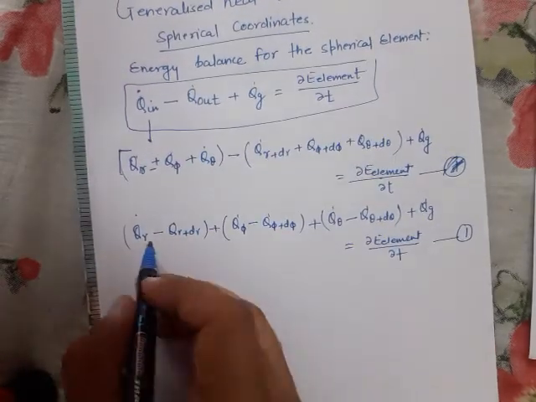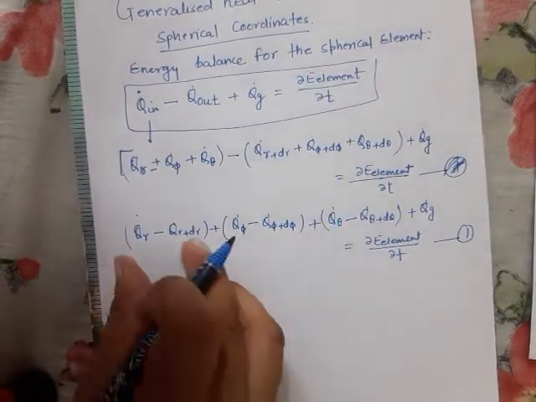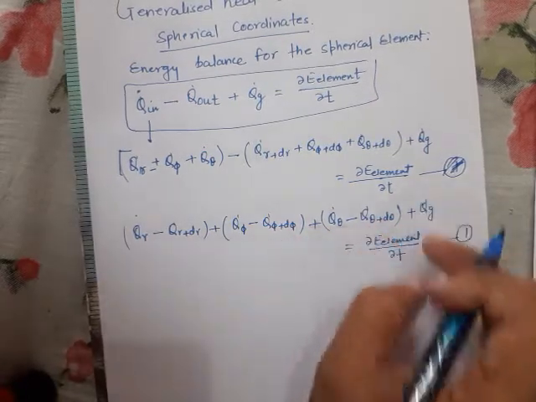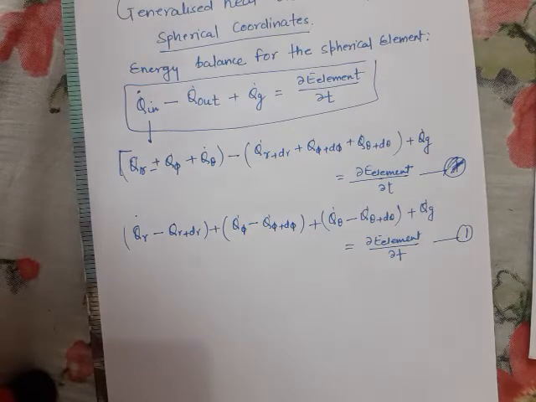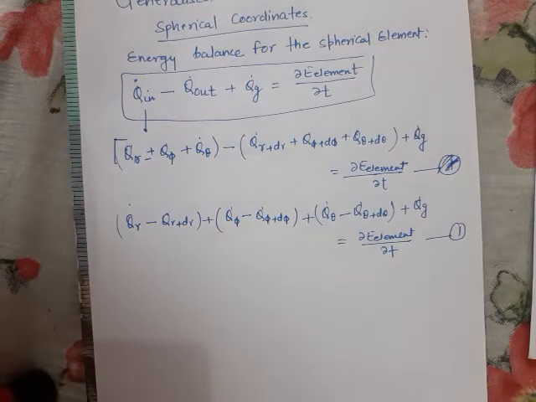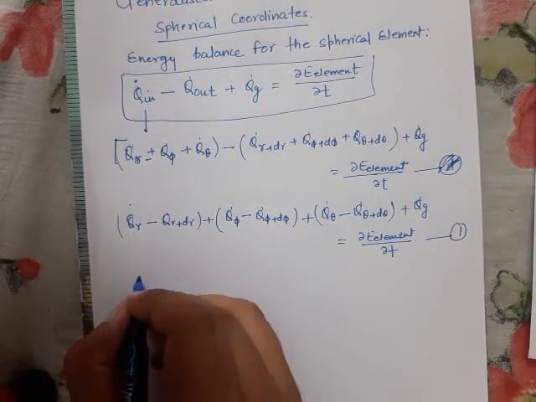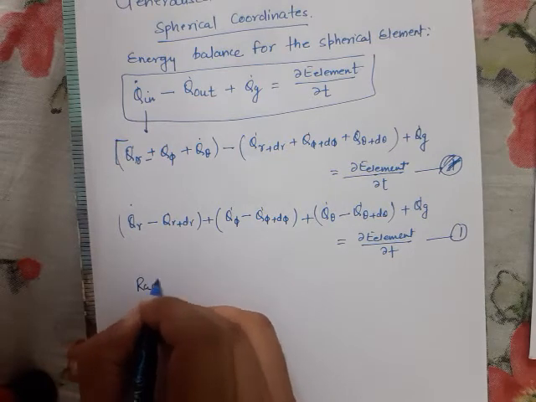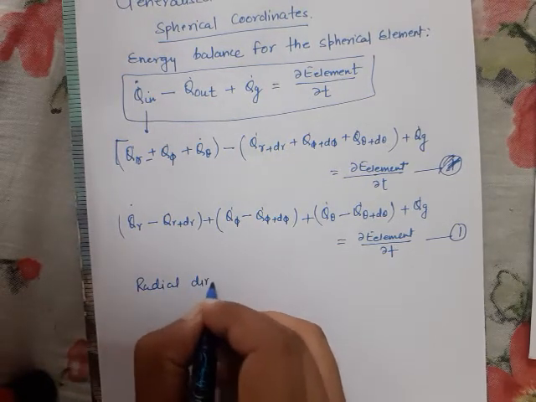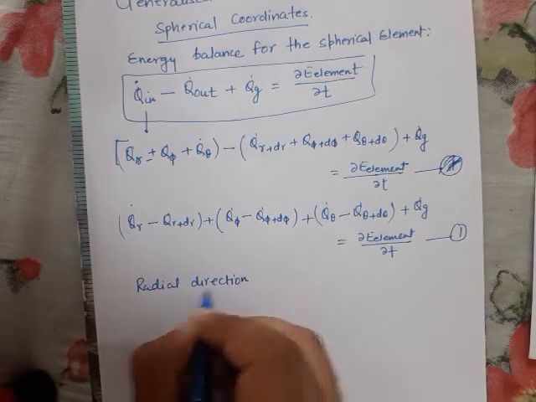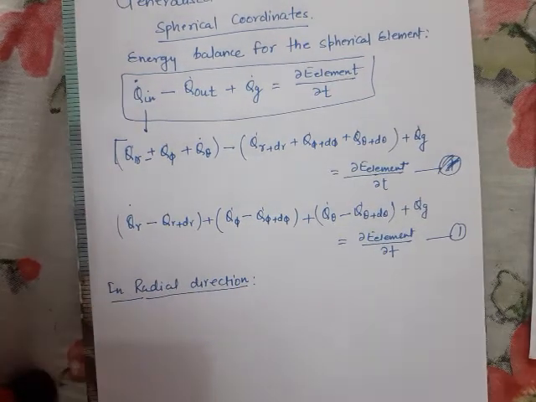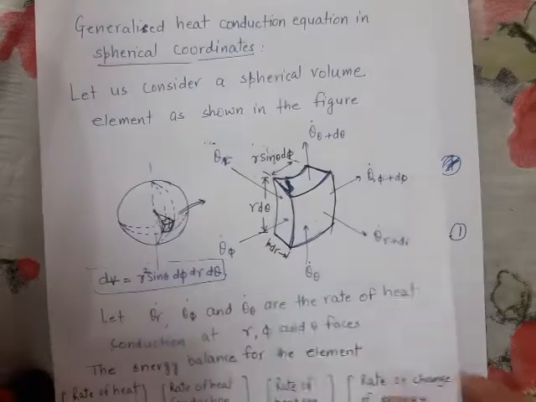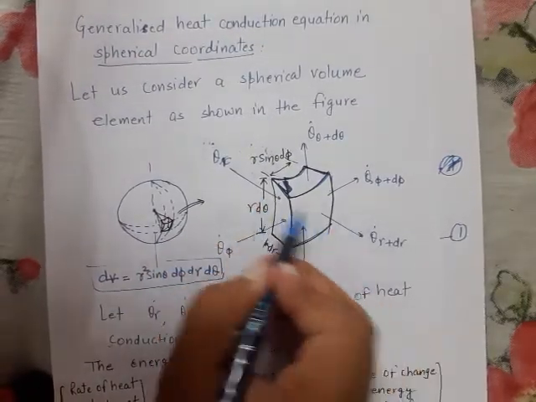Now I want to derive the expressions for each of the terms. I need to calculate each of these five terms separately: first, second, third, fourth and fifth. So let us consider the heat conduction in each of the directions separately. Let us consider heat conduction in the radial direction. So please note, this is the radial direction.